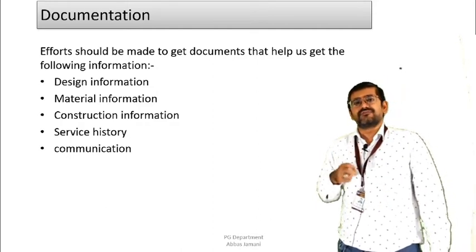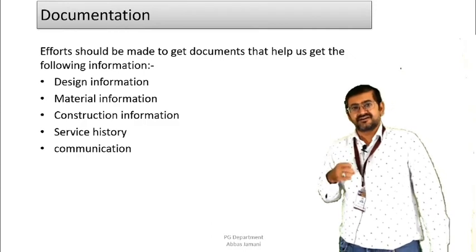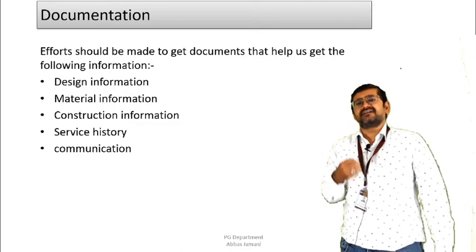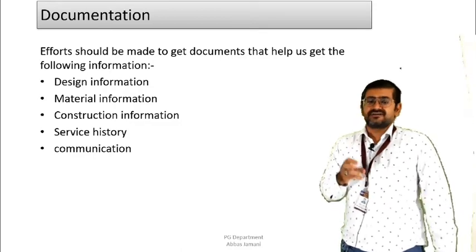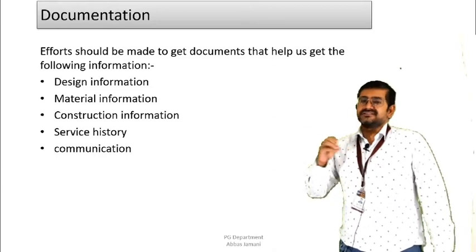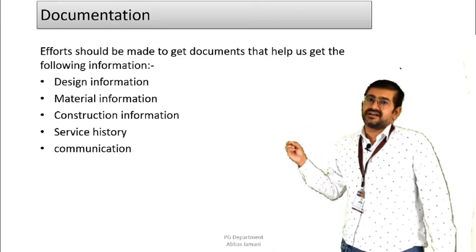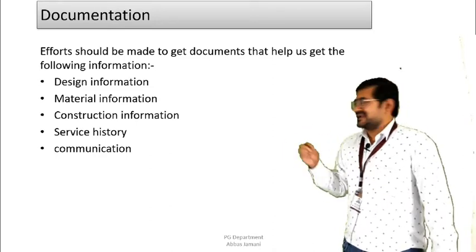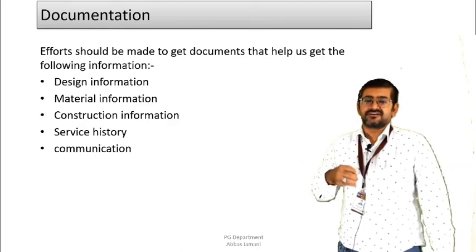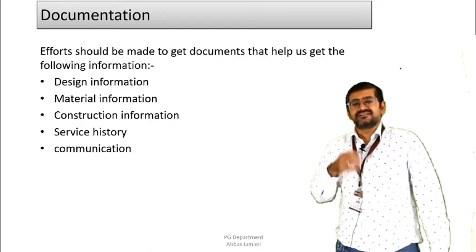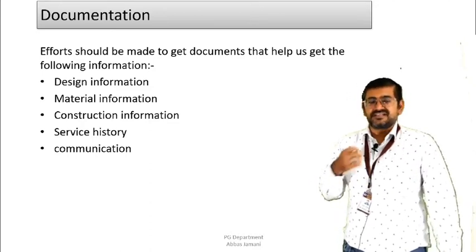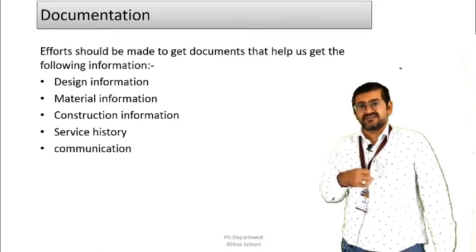Which code was followed, which loads were considered, whether any exceptions or changes were discussed on site, and whether the information provided in the form of data matches what is there on site or not. That comes under the category of design. Second is material information. When you talk about material information, you are talking about the grade of concrete, the size of the aggregate, the testing of cement, testing of steel, testing of other materials, and their test reports.